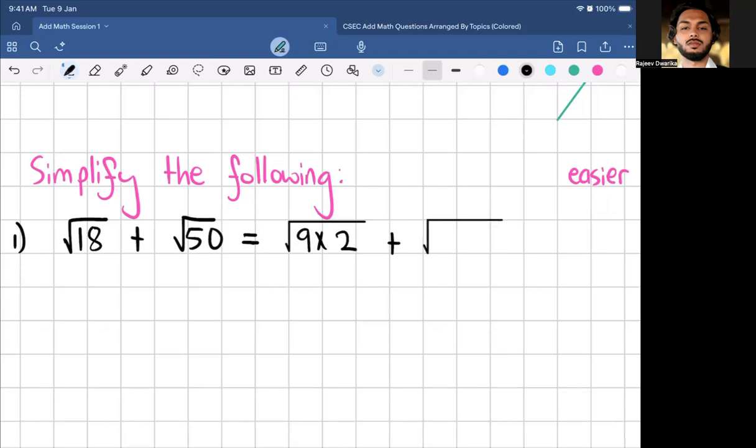What would give you 50? 25 by 2, right? And so the next line, you're going to split it up. So you're going to split up that into square root of 9, square root of 2, plus square root of 25, square root of 2. Yeah?